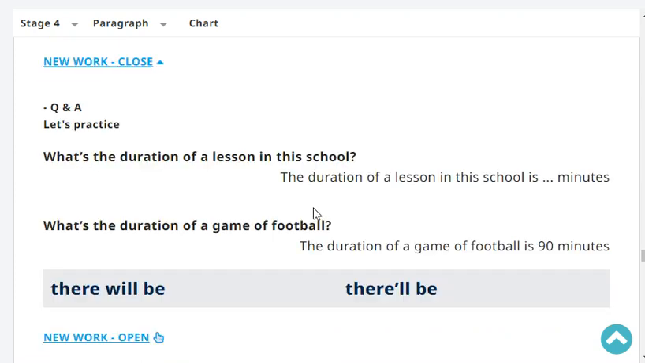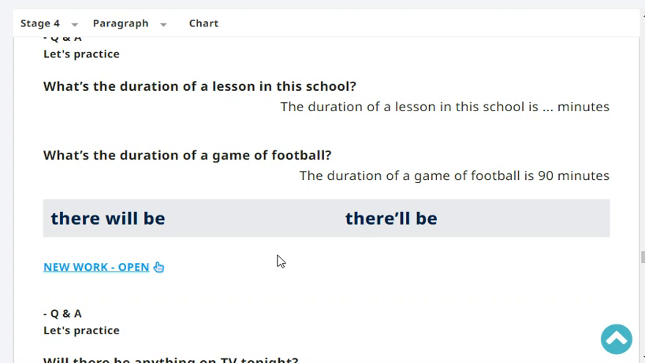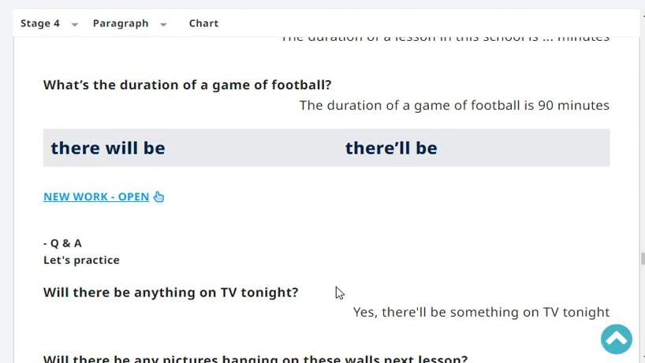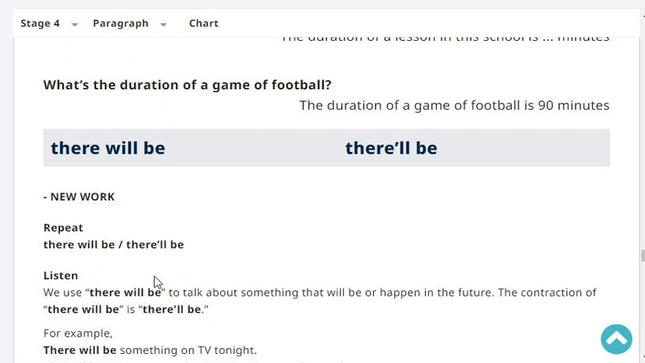Let's practice. What's the duration of a lesson in this school? The duration of a lesson in this school is 25 minutes. What's the duration of a game of football? The duration of a game of football is 90 minutes. Very good.